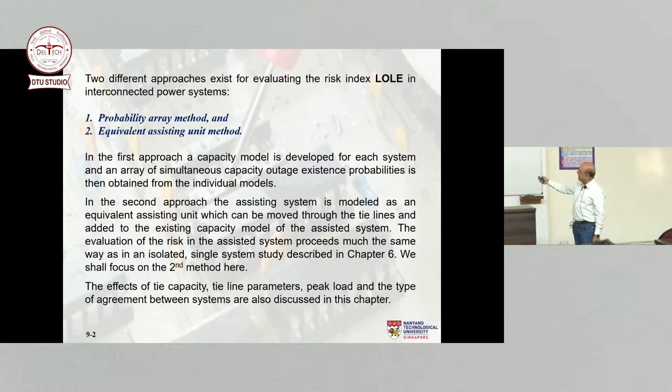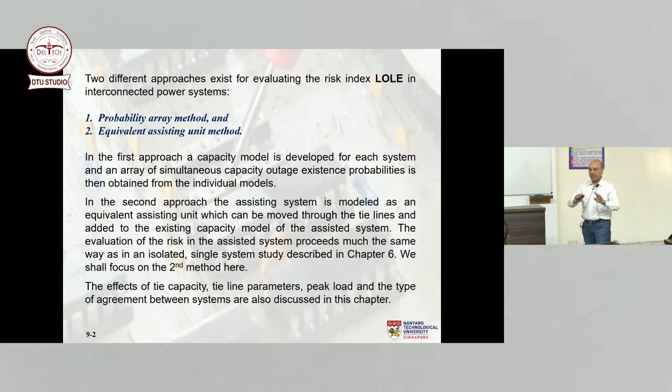Now, as you can see from the name probability array, that means that you create a common probability table which represents system A as well as system B, and from that common table you can see how much support B can give to A and how much support A can give to B. So that's one method.